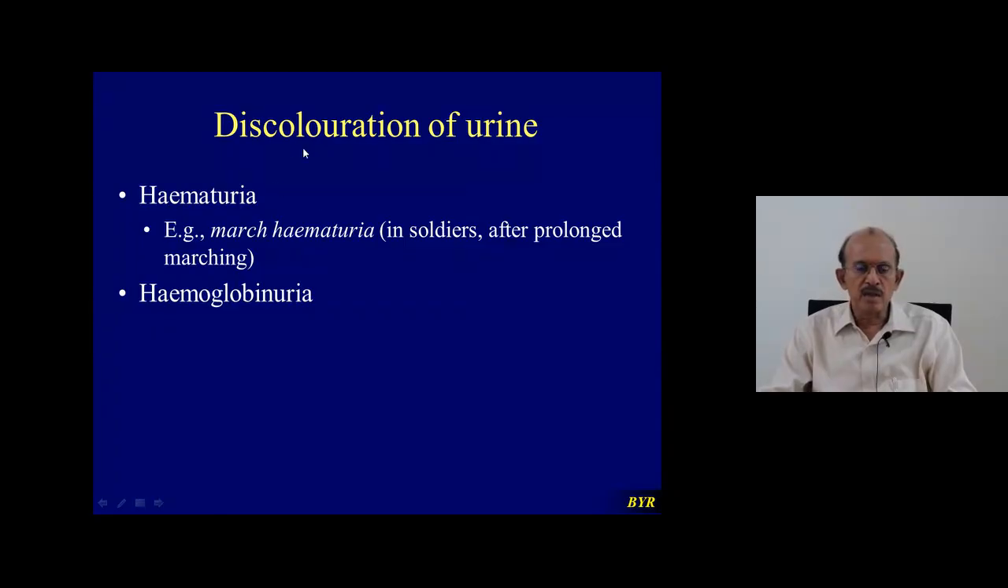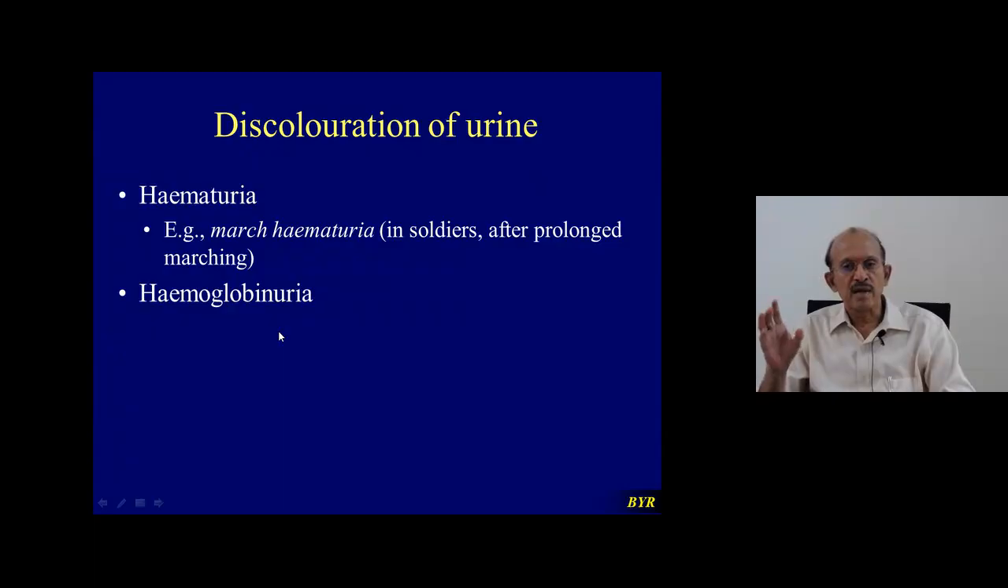Then another cause for discoloration of urine is hemoglobinuria. Don't get confused with hematuria. Hematuria means frank blood in the urine. Hemoglobinuria means presence of free hemoglobin in the urine. Hemoglobin is normally present in the RBC. Sometimes, whenever the RBC lyses, that means hemolysis occurs, free hemoglobin is liberated into the bloodstream. This free hemoglobin is filtered by the kidneys and the patient will pass it in the urine. That is also red in color.